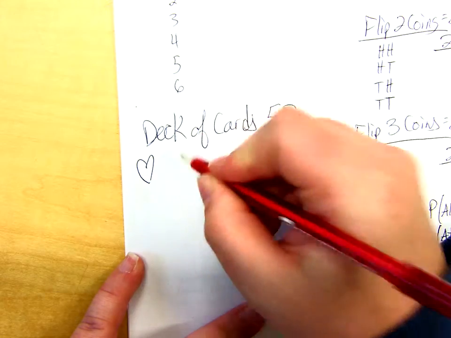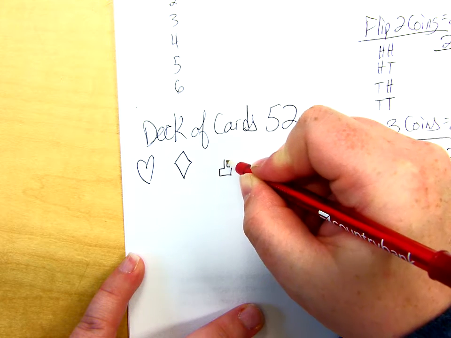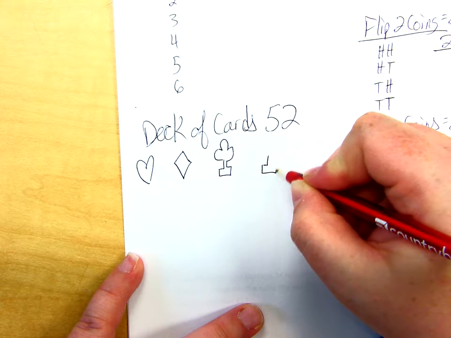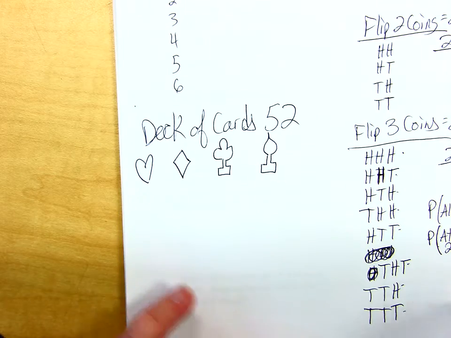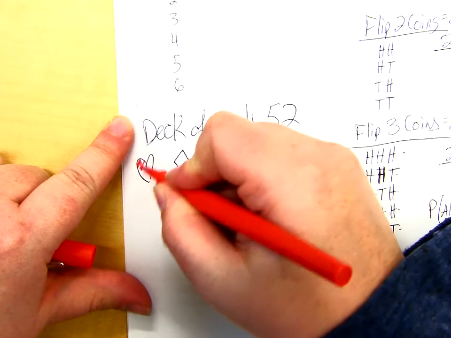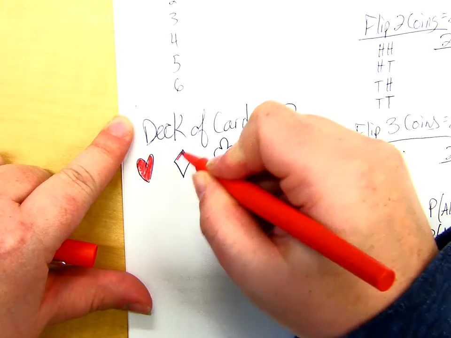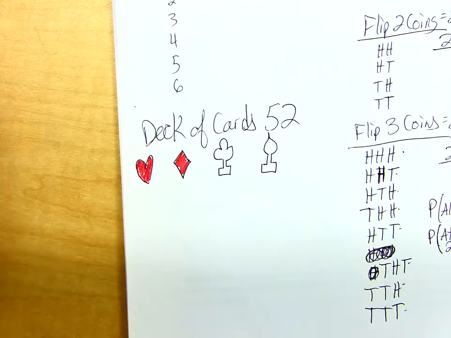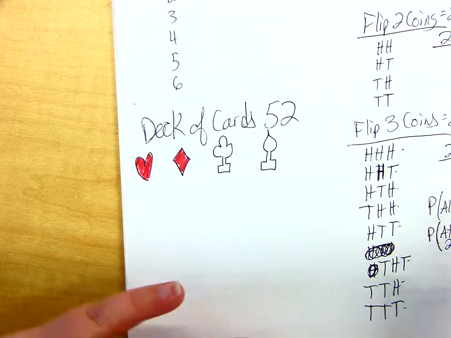There's hearts, diamonds, clubs, spades. Look at my expert drawings. That's fantastic. These first two, the hearts and diamonds, are red. These two are black. I'm not going to fill them in because it's going to take me forever.